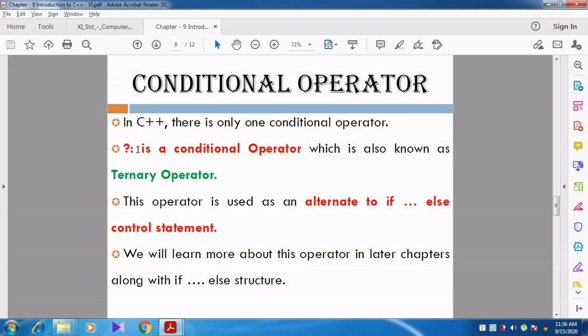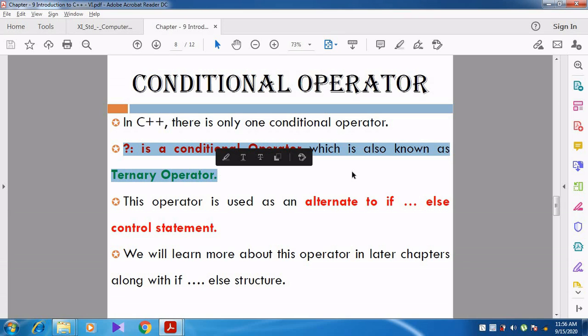Now see here, question mark colon is the conditional operator. The conditional operator is also known as the ternary operator. Can you understand, students? So which is called the conditional operator? Question mark colon. The conditional operator can be otherwise called the ternary operator.